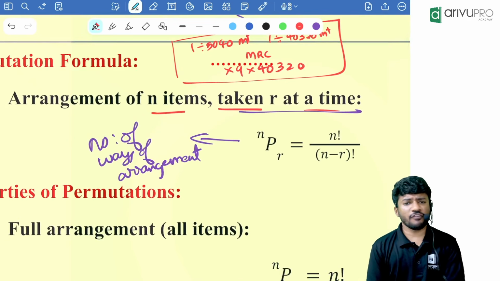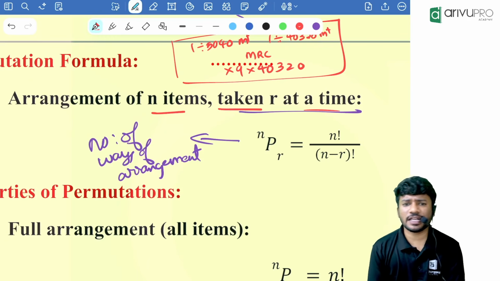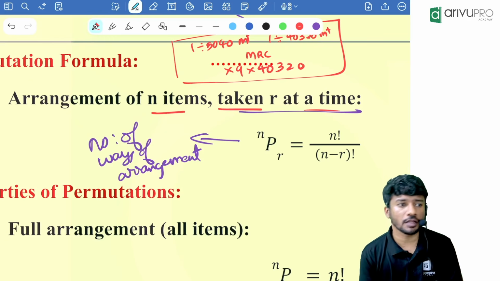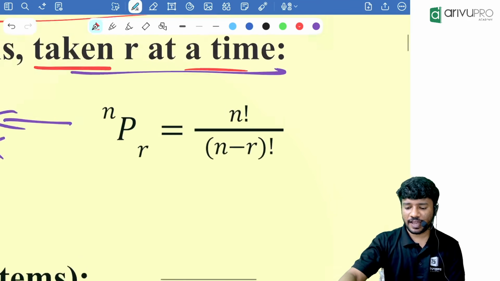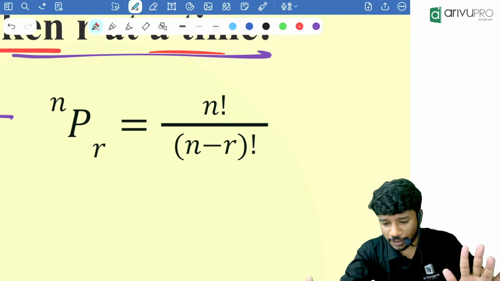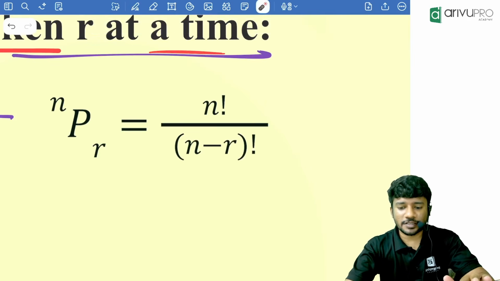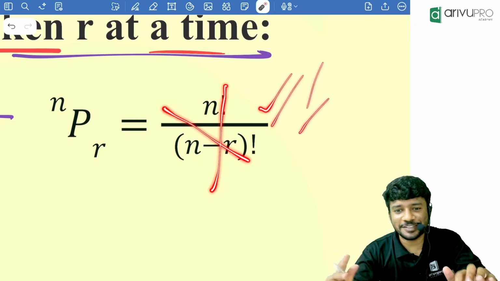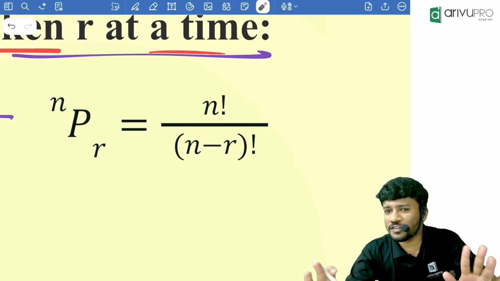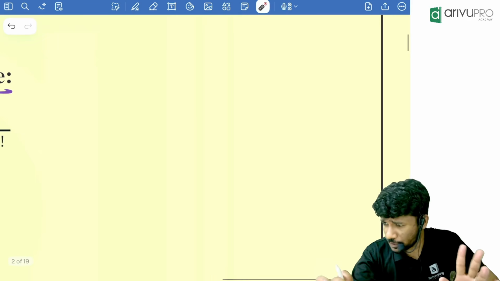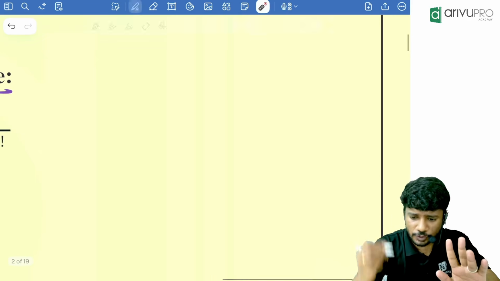That is given by a formula: n factorial divided by (n minus r) factorial. What is the formula? n factorial divided by (n minus r) factorial. The funniest part is we will not use this formula. We will use our shortcut method. The shortcut is actually derived from the formula, and I'll tell you how it is derived also.